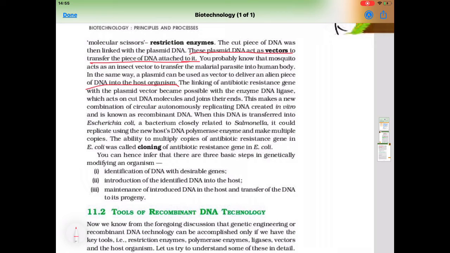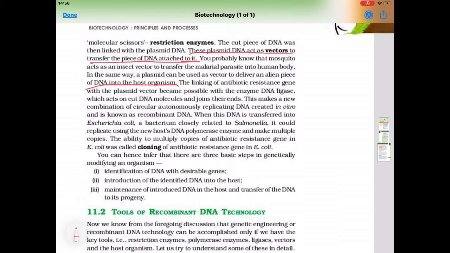The linking of the antibiotic resistance gene with the plasmid vector became possible with the enzyme ligase. So cutting is done by restriction enzyme and then joining. For joining the molecule, one enzyme is there, known as DNA ligase. So ligase joins the DNA and restriction enzyme cuts the DNA. DNA ligase acts on cut DNA molecules and joins their ends.